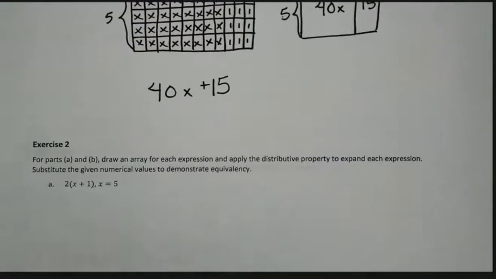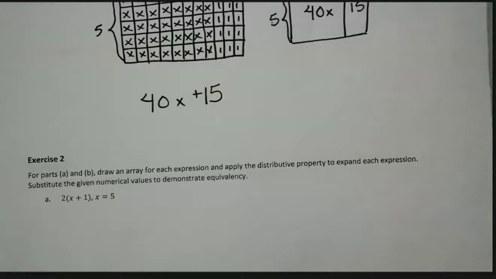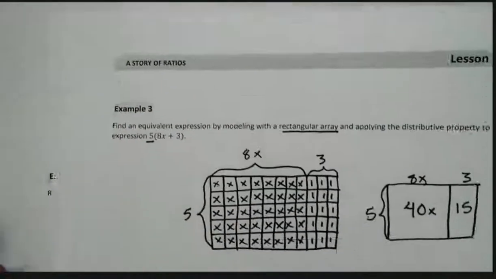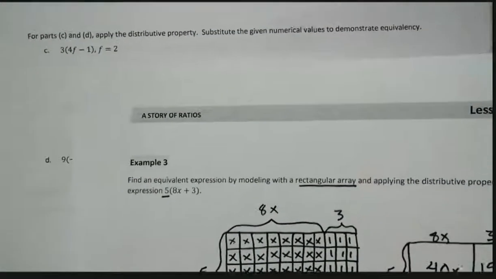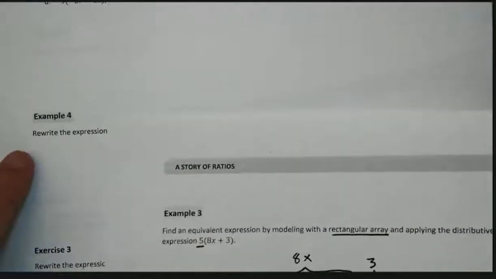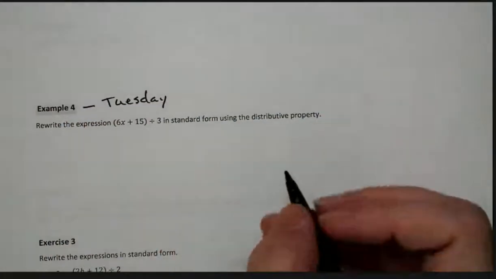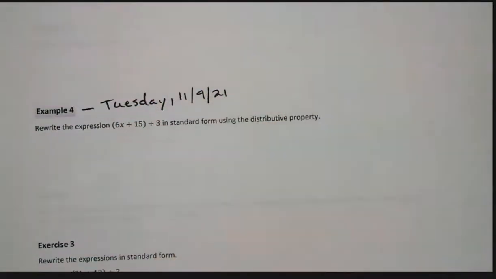Okay, kiddos, go ahead and try to do exercise 2 independently, using what we've done here. And exercise 2 goes all the way down here to C and D. And then example 4, we will pick up tomorrow on Tuesday. And that'll be Tuesday, 11/9/21. Okay.